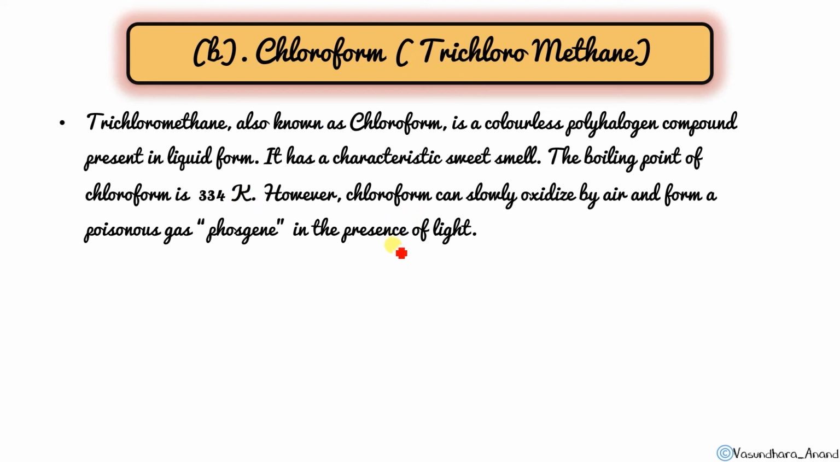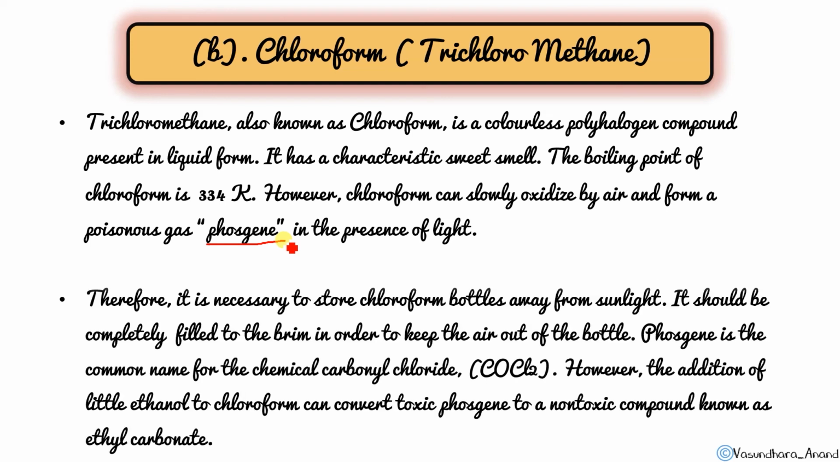However, chloroform can slowly oxidize by air and form a poisonous gas, phosgene. So that's why chloroform should always be filled in the bottle up to the brim, and it should not be kept in the presence of light. That is the important thing. Therefore, it is necessary to store chloroform bottles away from sunlight, and it should be completely filled to the brim in order to keep the air out of the bottle.